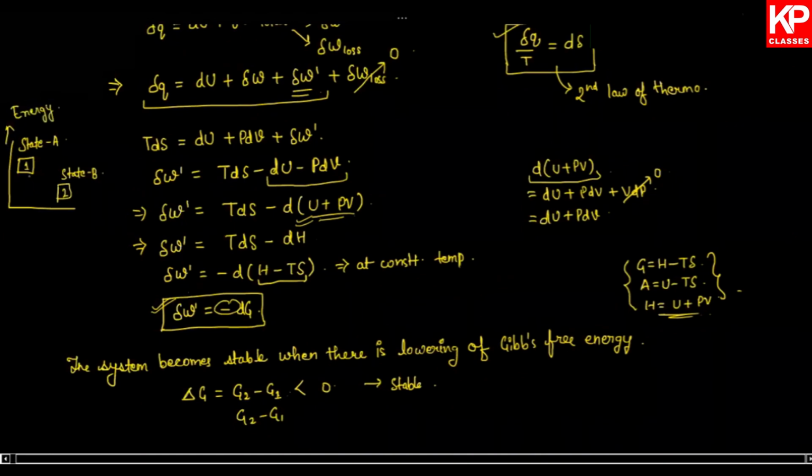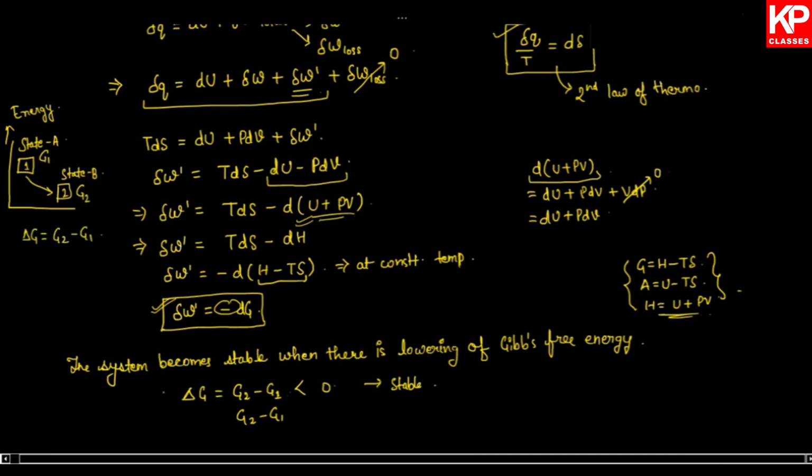A system goes from state 1 to state 2 only if there is a lowering of energy inside the system. Based upon this, you can directly calculate the Gibbs free energy for this particular state as G1, and for this particular state as G2. Delta G, as we know, is a state function, and it is represented by G2 minus G1, right?